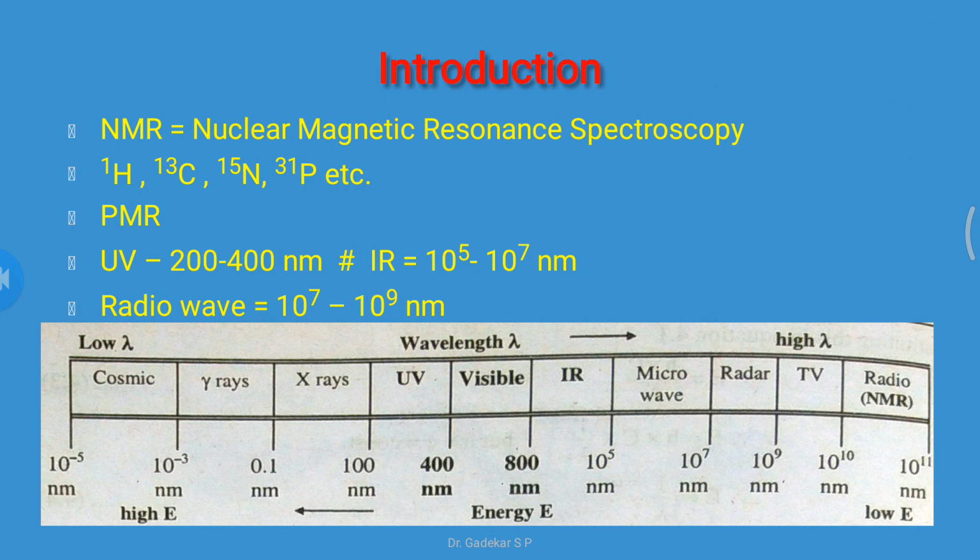Visible radiation occurs in 400 to 800 nanometers. UV radiation is absorbed by chromophoric groups, which we also discussed, and by auxochromes present in the molecules. Chromophores absorb radiation at 200 to 400 nanometers. Chromophoric groups absorb electromagnetic radiation at a higher frequency.